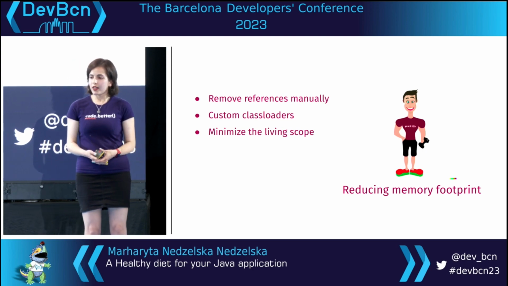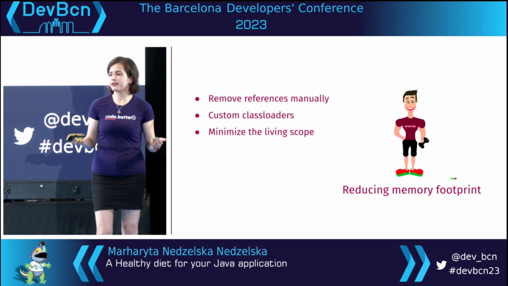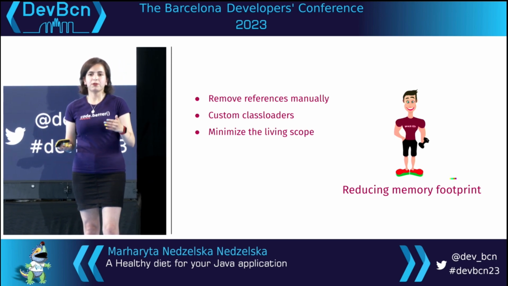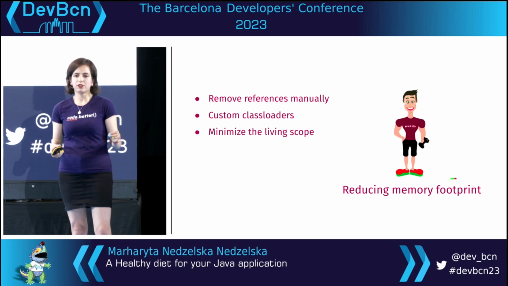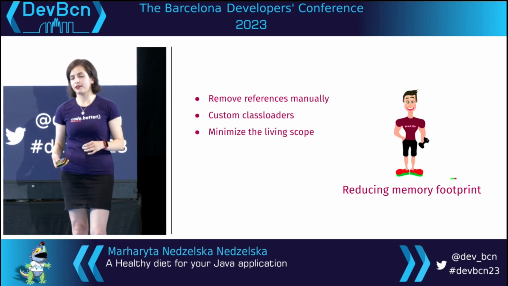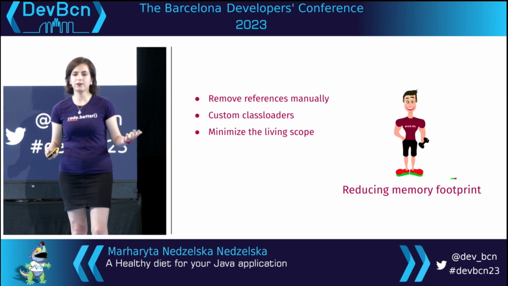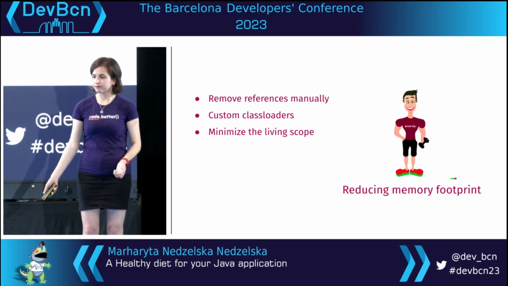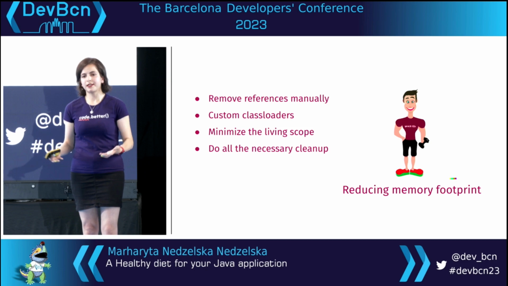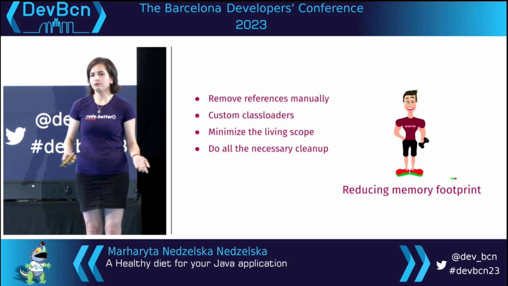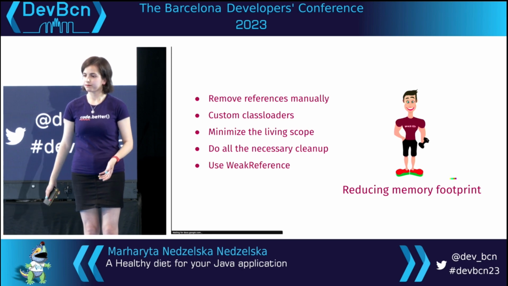Another possible idea could be to look at your code and minimize the living scope. For example, you're using something global, but you just need it in one tiny method, so prefer local things instead of global things. Prefer local variables instead of fields or static fields. And do all the necessary cleanup. If you still need something global, make sure that you clean after you don't need things.